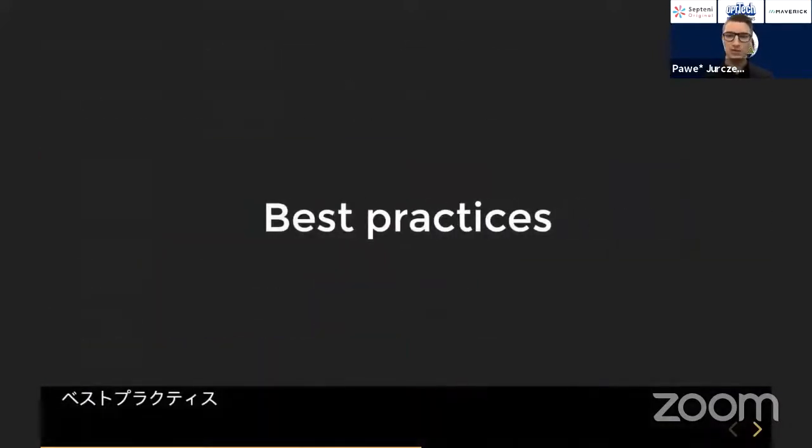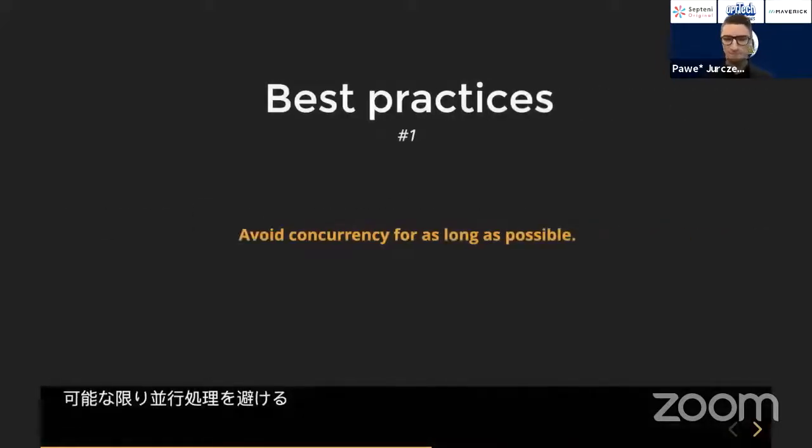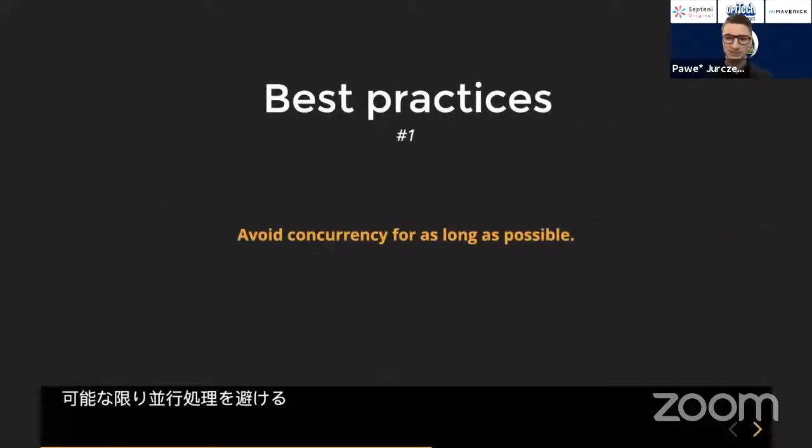Yeah. So in the previous section, I started talking about good practices and good rules of thumb in the world of thread pools mostly. I would like to continue with those good practices, but in the concurrency world or multi-threaded world in general. Okay, so the first practice would be avoid concurrency for as long as possible.